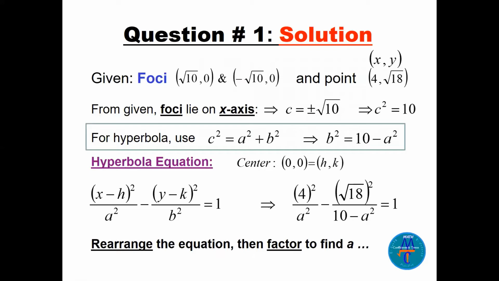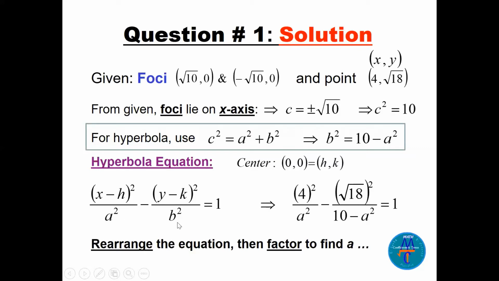Now, let's plug in the numbers here. H and K here. This is the center. It's (0, 0), because the foci lie on the x-axis. So I put h = 0, k = 0. Now, x and y from the given point: I put 4 for the x, square root of 18 for the y.